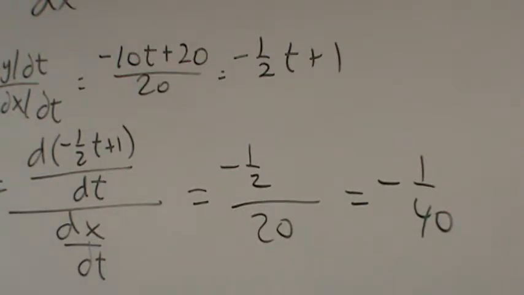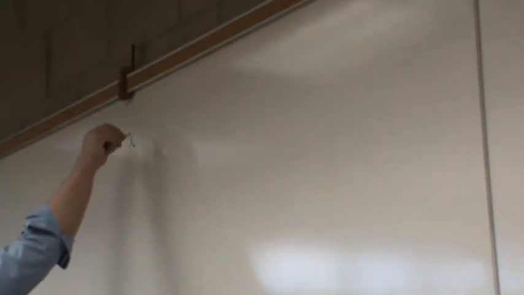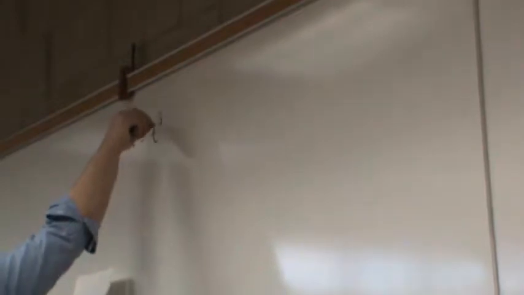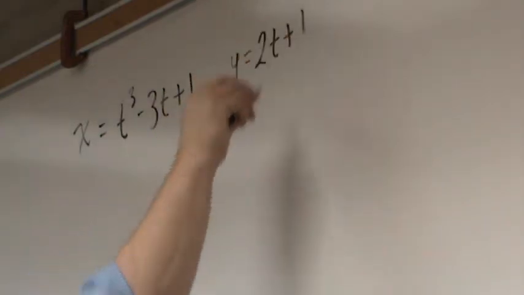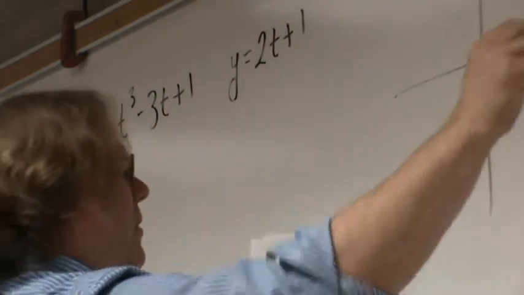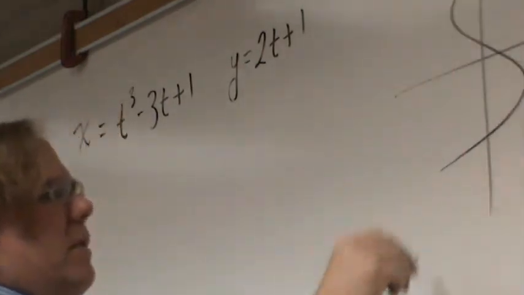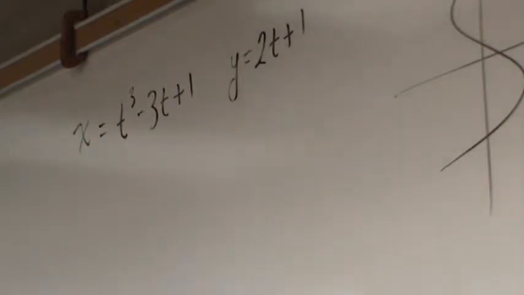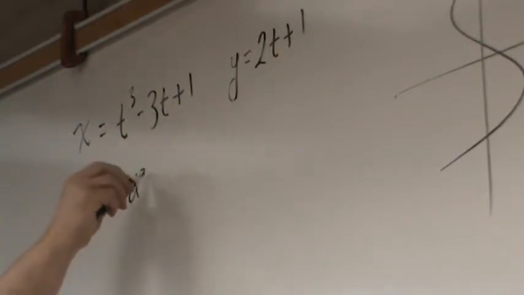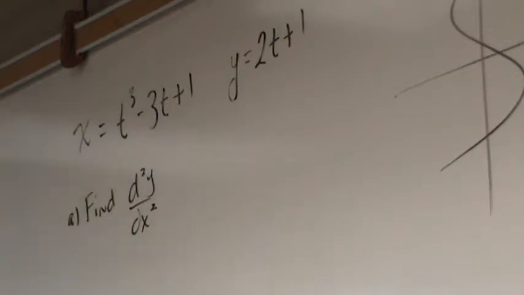Okay, here's one for you guys to do. x equals t to the third minus 3t plus 1, y equals 2t plus 1. If you were to graph this curve, the graph would look something like this. Here's what I want you to find. Number 1, find an expression for the second derivative, and then B, find the inflection points.